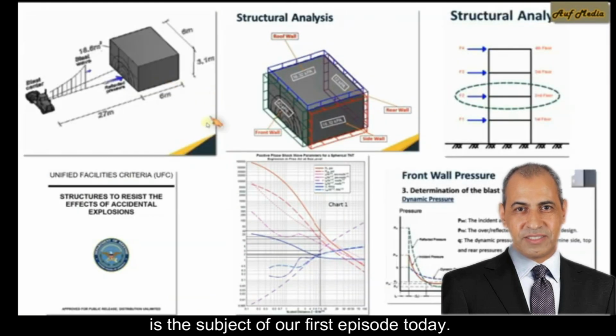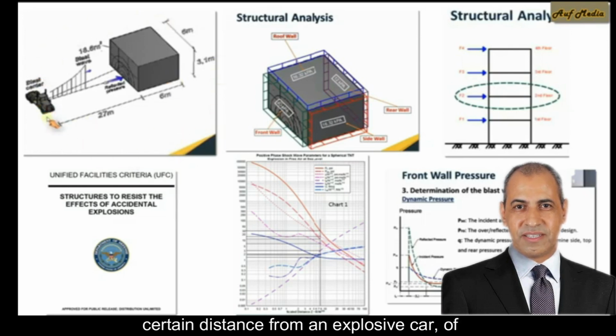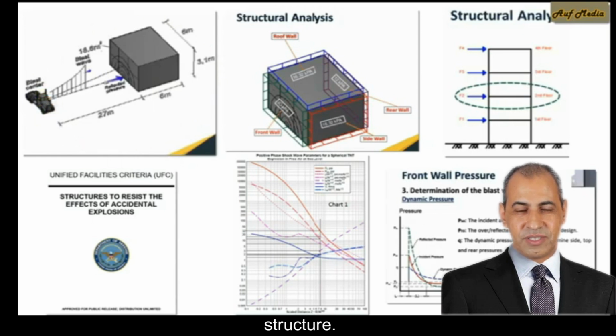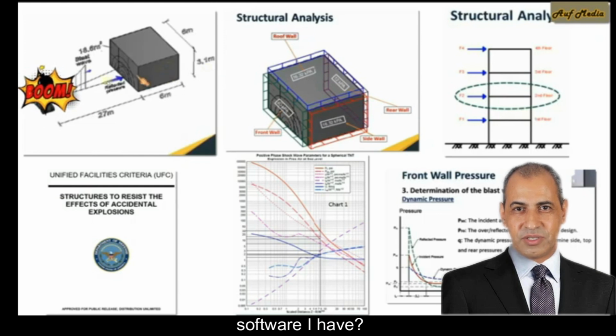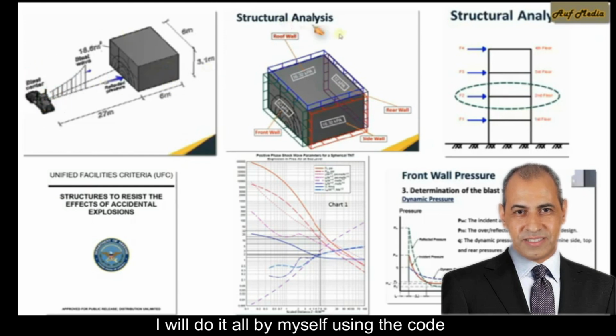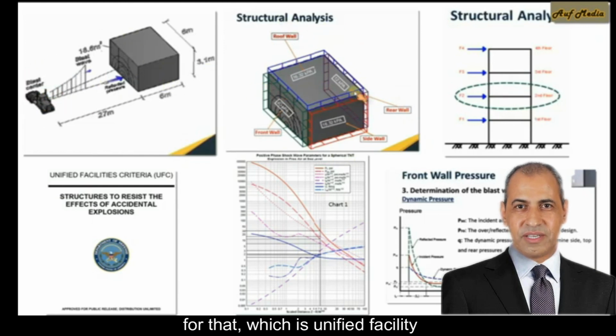In the case of a static solution, and this is the subject of our first episode today, in short, we want to make a simulation of what happens when there is a car at a certain distance from an explosive car, of course, and there is a source of the explosion at a certain distance from my structure. How do I translate this to a model with this view and solve it statically in any software I have? I will produce the loads by myself.